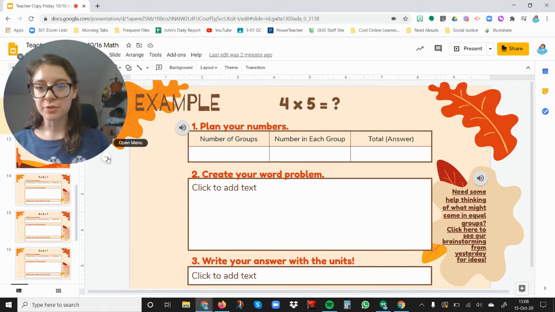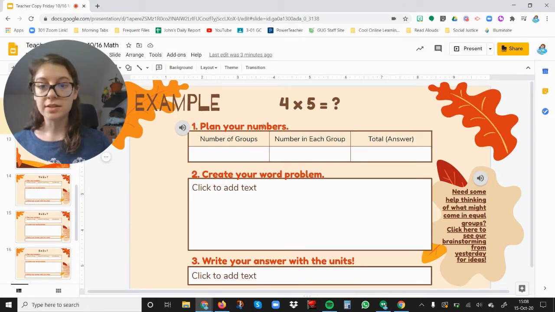Today I'm going to show you how to take a multiplication sentence and turn it into a word problem. So let's get started. Here I have the number sentence 4 times 5 equals something. We can also say this as 4 groups of 5 equals our total. So using this multiplication sentence, I'm going to write a word problem.